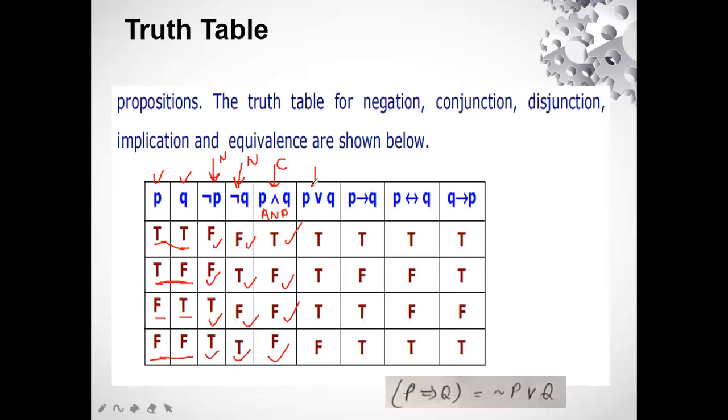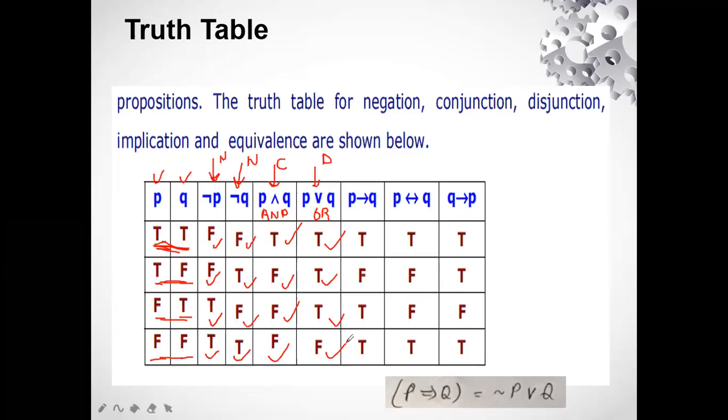Now the next one is the disjunction. Disjunction is for the OR, as I have told you in the earlier slide. How does it work? If either of them is true, we get true. So here both are true, we get true. P is true, Q is false, we get true. Either of them is true, we get true. If none of them is true, we get false.